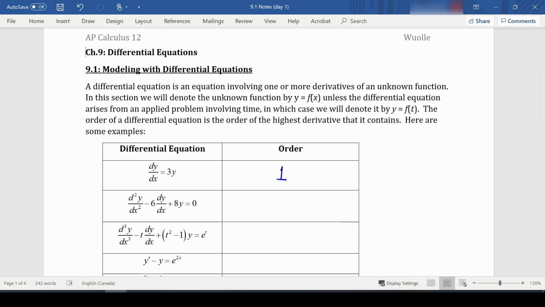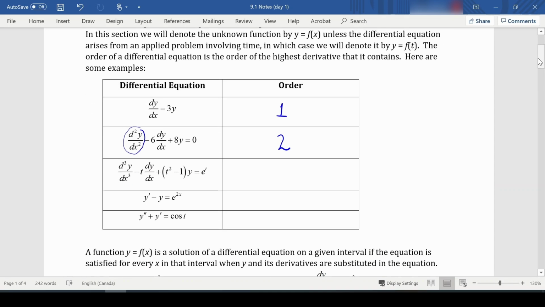On the next line, we have a second derivative, indicated by the front term d squared y over dx squared, minus 6 dy dx plus 8y equals 0. This is a differential equation that has a second derivative, a first derivative, and the function y itself. This would be a differential equation of order 2 because the highest derivative is the second derivative.